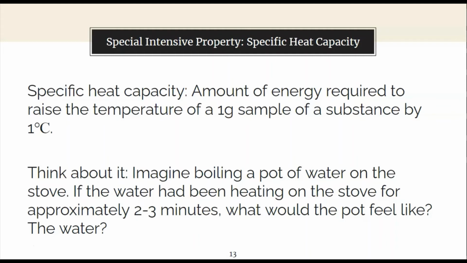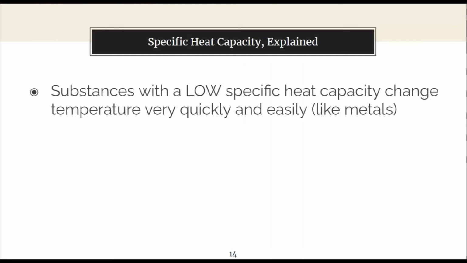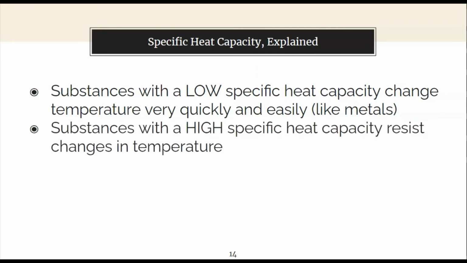The water, on the other hand, assuming you were heating up a decent amount of water, like a full pot of water for pasta or something, the water would just be starting to get warm, okay? Now don't try that at home. I don't want you to stick your hand in water and find out that it's too hot, but the water is gonna heat up much more slowly than the pot, okay? And the reason is that metals have a low specific heat capacity, so they change temperature quickly and easily. Substances with a high specific heat capacity, like water, resist changes in temperature.